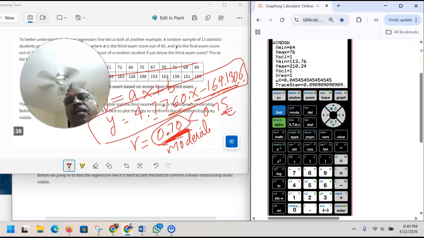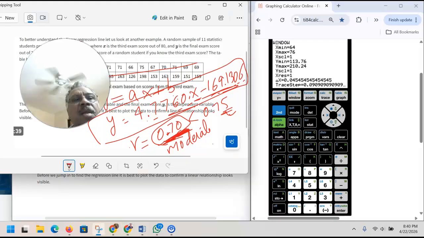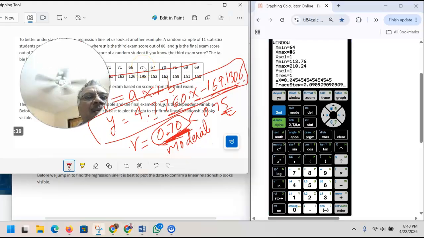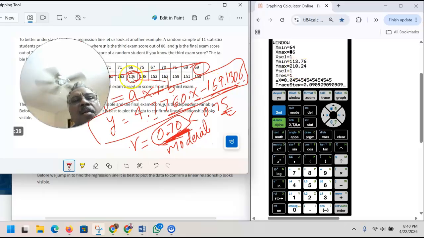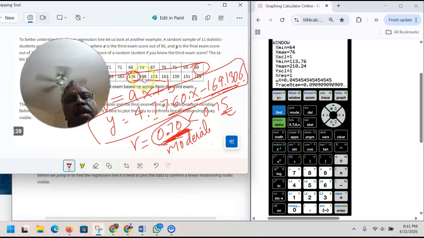See, 64 and 76. That's because if you see here, the 64 is right here, that is 65, and 69 is the maximum. So the calculator does the job for us. And the minimum here is, I think, 126. So it starts at 113 here, so it starts at 110. 210 is the highest here. So in this case, maybe 200, there's no 200. I think 175 is the big one. Oh, sorry, 190. So they took it 210. So that's what it is.